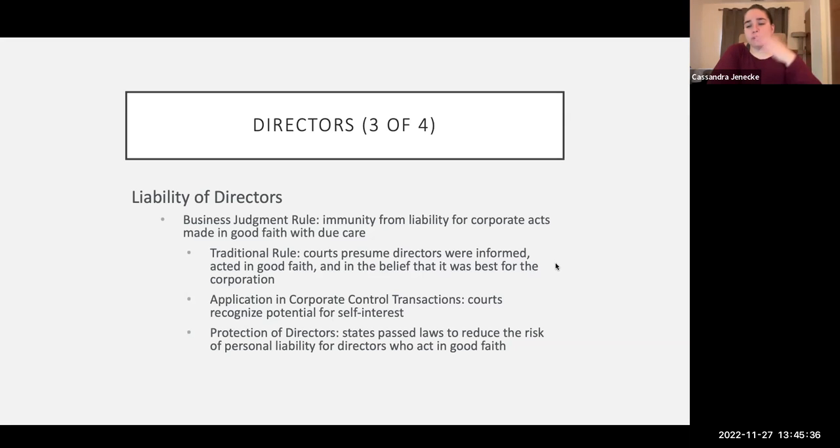Now, traditionally, courts are going to assume, for the sake of conversation and until shown differently, that the board of directors are informed, act in good faith, and that they were acting with the belief that what they were doing was the best thing that they could do for the corporation. So if that is the presumption that the court makes, then it is the burden of the plaintiff, the burden of the person who's alleging that they did something wrong and should be held personally liable. They have to show that they didn't act in good faith, that they were not informed, and that they did not act because they thought it was the best thing for the corporation. That, ladies and gentlemen, is a pretty hard standard to bear, which is why this is a pretty dang good rule if you're a director.